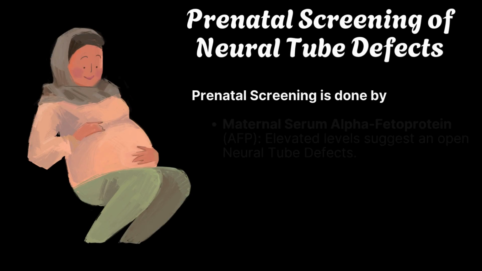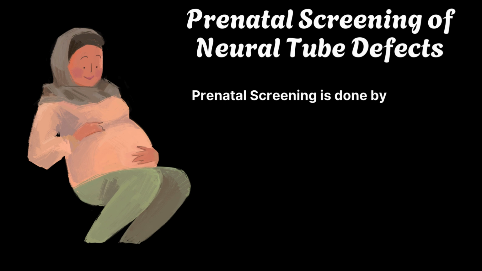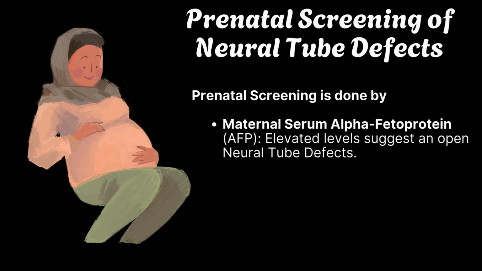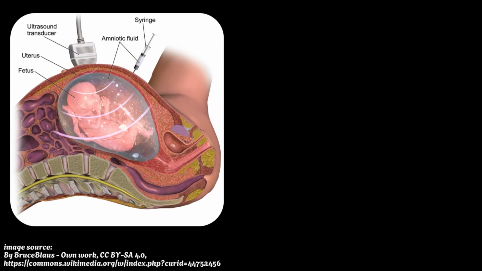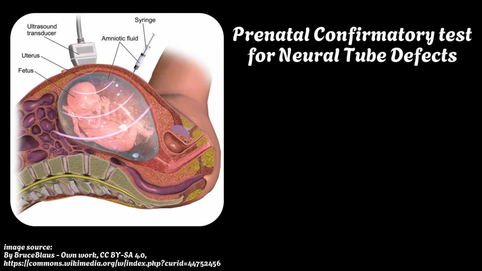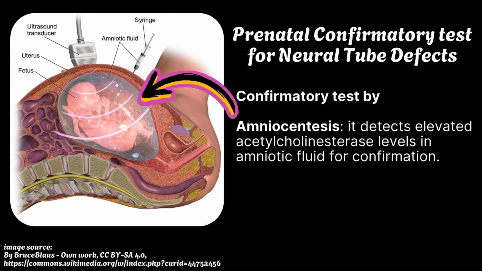How is prenatal screening of neural tube defects done? Prenatal screening is done by maternal serum alpha-fetoprotein levels. Elevated levels suggest an open neural tube defect. In case of positive screening, the next step is a prenatal confirmatory test for neural tube defects. The confirmatory test is done by amniocentesis. It detects elevated acetylcholinesterase levels in amniotic fluid.